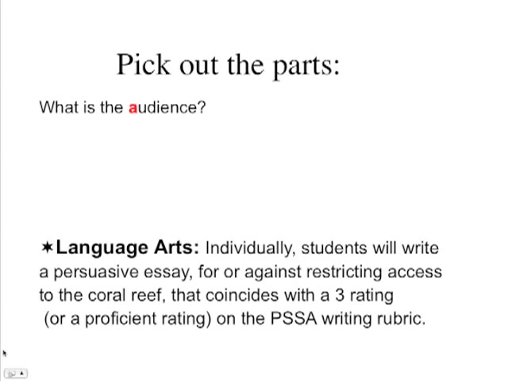First, we're going to pick out the audience. Take a moment to read. Individually, students will write a persuasive essay for or against restricting access to the coral reef that coincides with a 3 rating or proficient rating on the PSSA rating rubric. That is correct. Individually, students. Next, the behavior. What will they do? Yes, they will write a persuasive essay.